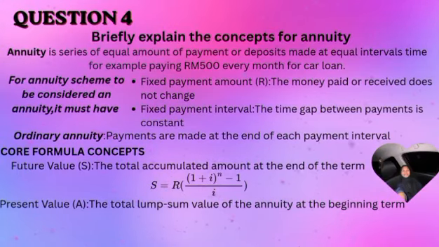And then core formula concepts. We have two parts of it. First, the future value, the total accumulated amount at the end of the term, and that's the formula. And then the second one is present value, the total lump sum value of the annuity at the beginning of the term, and that's formula 2.